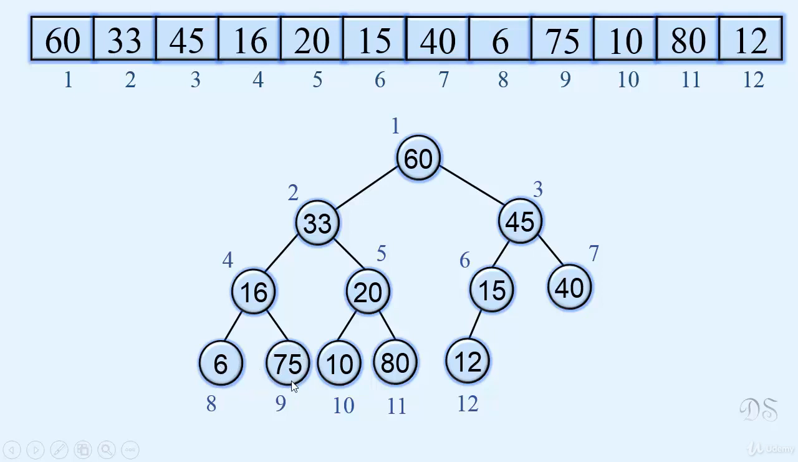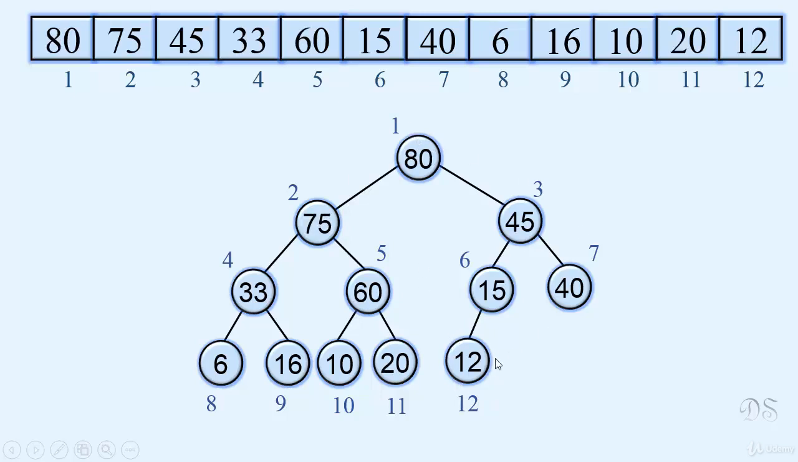Now restore up is called for this one. So 16 comes here, 33 comes here, 60 comes here and 75 goes here. Now we call restore up for this one. Parent is bigger, so there's nothing to be done. Now we call restore up for this one. So 20 comes here, 60 comes here, 75 comes here and 80 goes here.